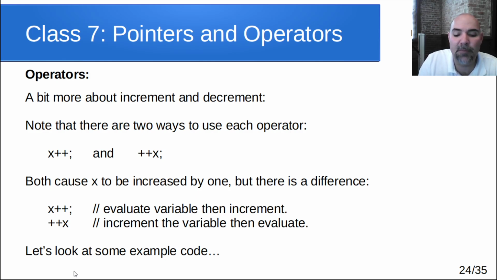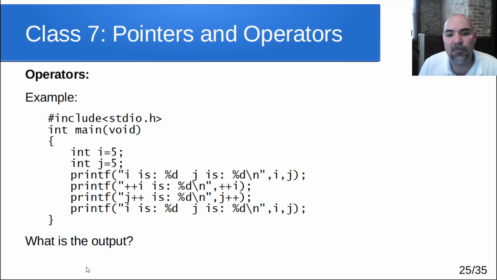All right, to make that make a little more sense, let's look at a quick example here. Here's some example code, an entire program. We start both i and j off at 5, and then we print out what i and j are, and then we increment i using plus plus i, print out the value, and then we increment j using j plus plus and print out the value, and then we print out i and j again. So this first print and the last one are the same. We're just printing what's in them. So both of them should go from 5 to 6.